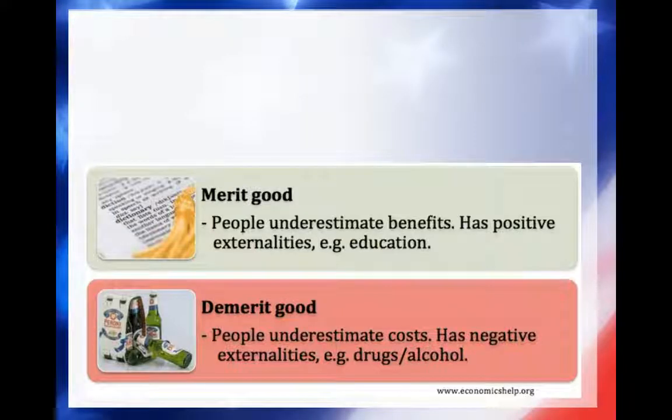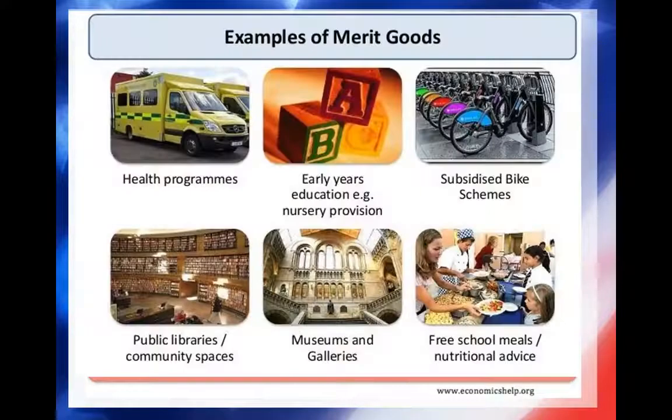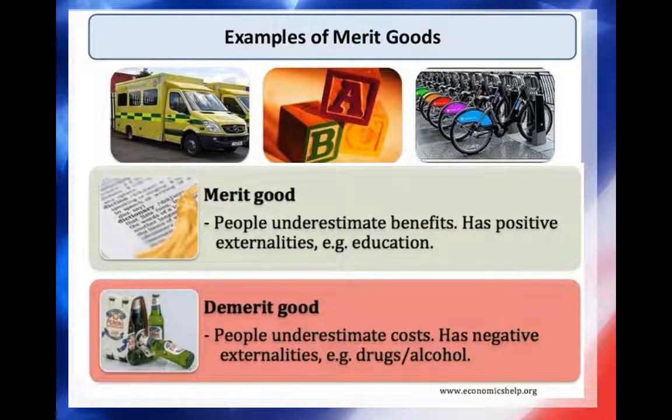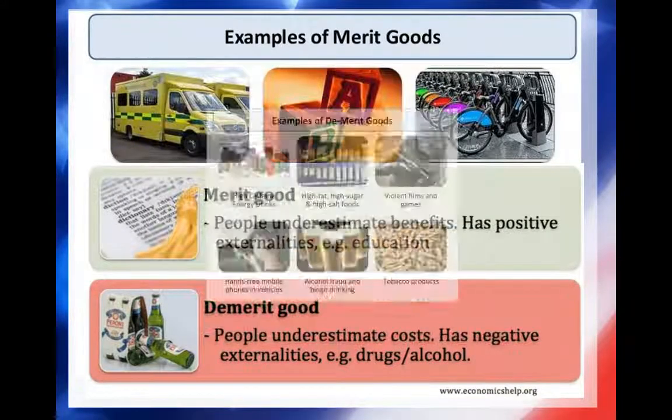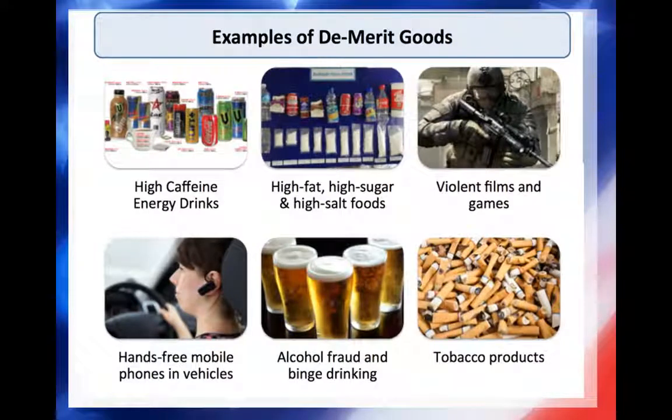Merit and demerit goods. Simply put, merit goods are those things that people underestimate the benefit from: eating right, exercising, early childhood education, and they have positive externalities. Demerit goods are things that people underestimate the costs of: smoking, drinking, caffeine and sugar, and these have negative externalities.